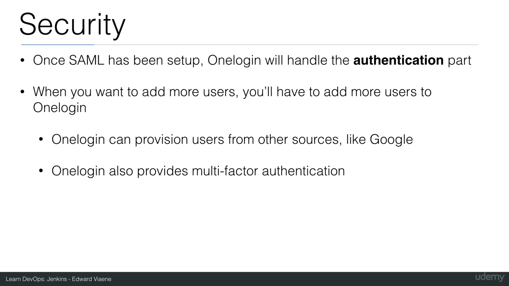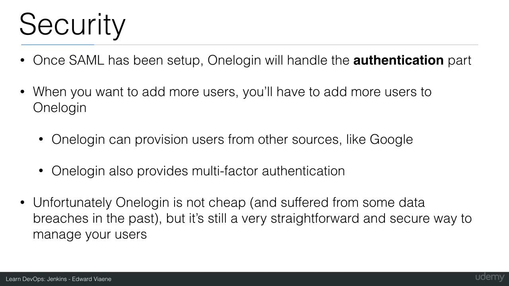OneLogin also provides multi-factor authentication. So you can have a token on your cell phone that you need to then log into Jenkins. Unfortunately, OneLogin is not cheap, and it also suffered from data breaches in the past, but it's still a very straightforward and secure way to manage your users.